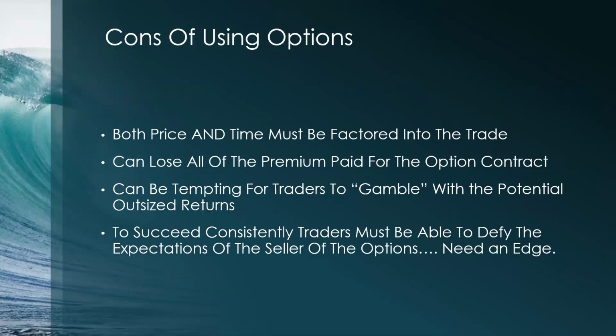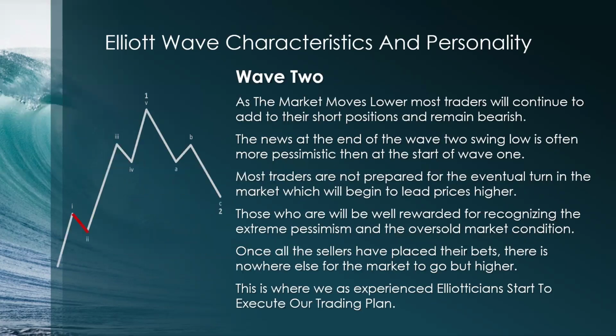Some of the cons of using options: both price and time must be factored into the trade. You can lose all of the premium paid for the option contract. It can be tempting for traders to gamble with the potential outsized returns that are often seen trading options. But to succeed consistently, traders must be able to defy the expectations of the seller of those options, and they need an edge to do that. And that edge is Elliott wave.